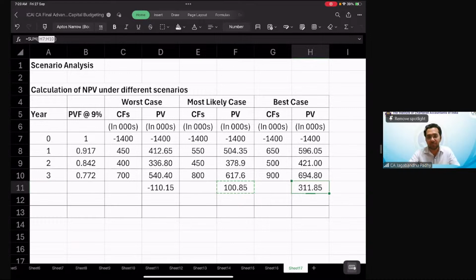Now, if I ask you whether the company should invest in this project or not, what would be your answer? Should the company be investing in this project or not? Tell me, guys. Yes or no? I'm not giving you any probability as of now. Just assume that it's an equal probability.